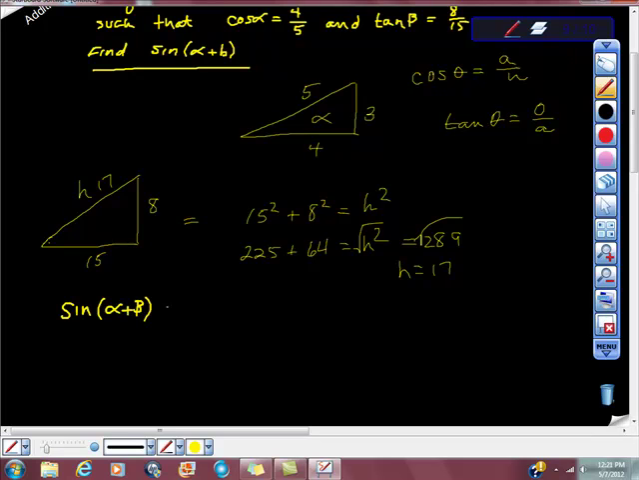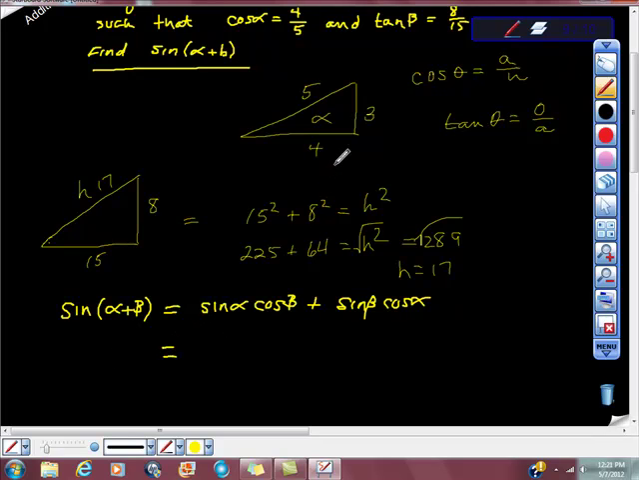And sine of alpha plus beta from our addition formulas is sine alpha cosine beta, right? Plus sine beta cosine alpha, right? Or as Billy would say, cosine fish. So let's just start working on that a little bit. So that gives us this.